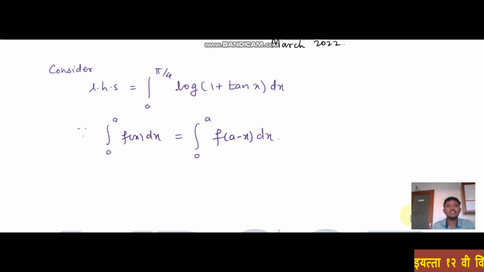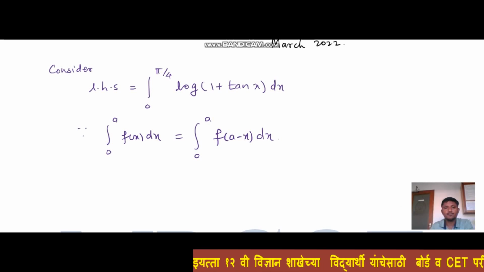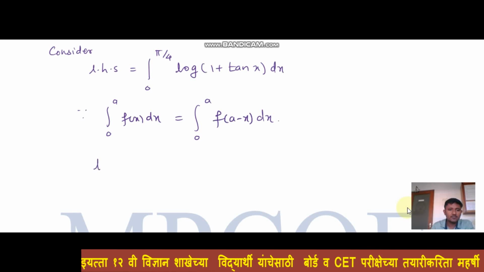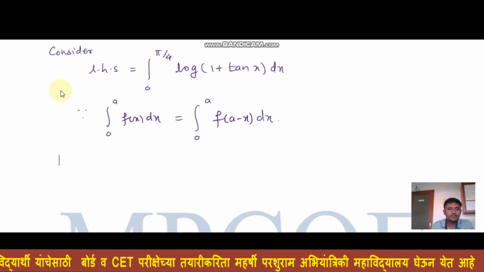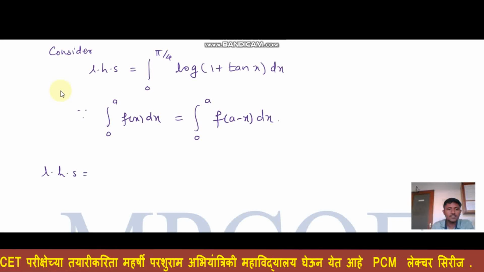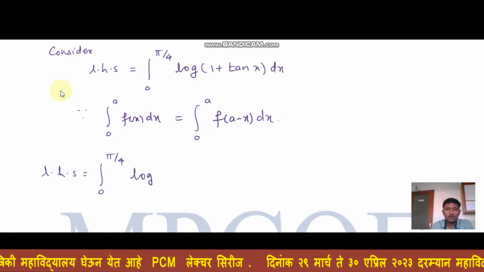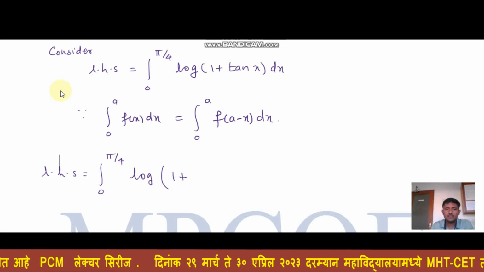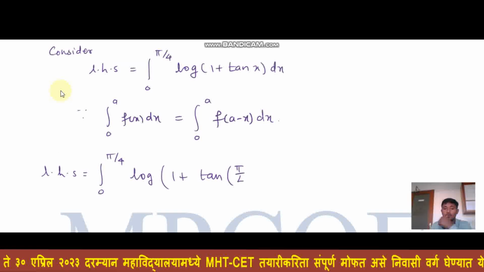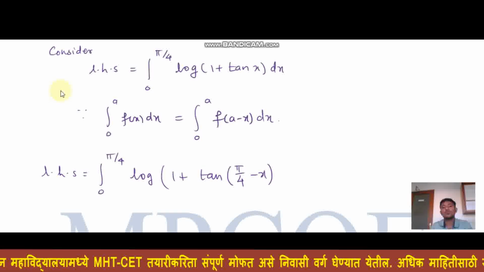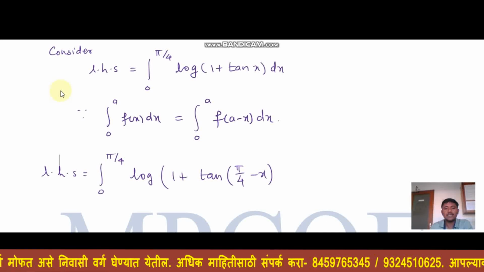So here a is nothing but pi by 4. So in place of x, we will use pi by 4 minus x. LHS will now become LHS equal to integral 0 to pi by 4 of log of 1 plus tan, in place of x we will use pi by 4 minus x, and we also know that tan of pi by 4 minus theta is equal to tan theta.